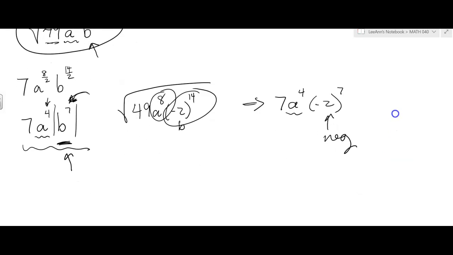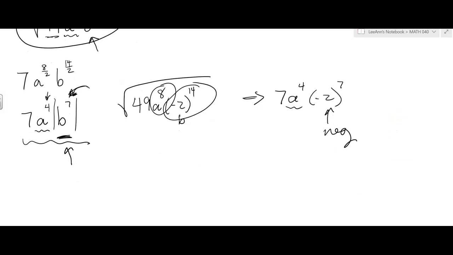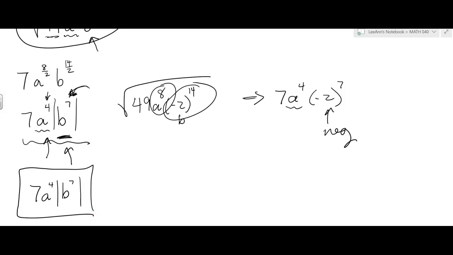So the easiest way I think to remember is if it's an odd exponent, after you've taken the square root, then you're going to need the absolute values. If it's an even exponent, you don't need the absolute values. So the answer here would be 7a to the 4th, absolute value of b to the 7th. Now on those answers, they usually just want the part that needs to be an absolute value in the absolute value symbols, okay?